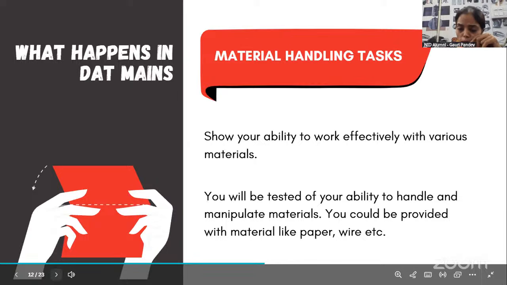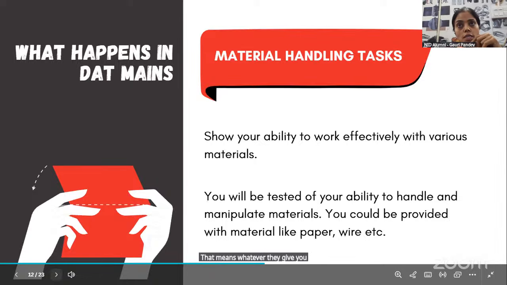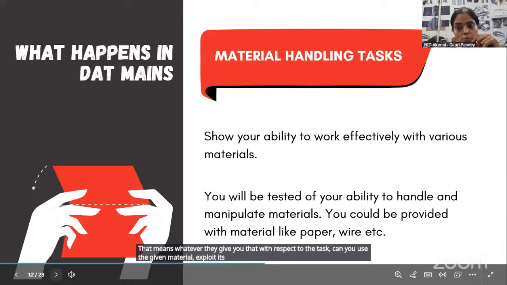And that is extremely important. You will be tested of your ability of manipulating a material. That's what's called material handling. That means whatever they give you, that with respect to the task, can you use the given material, exploit its properties, and then create something what is expected? So that is something that they look forward from you.